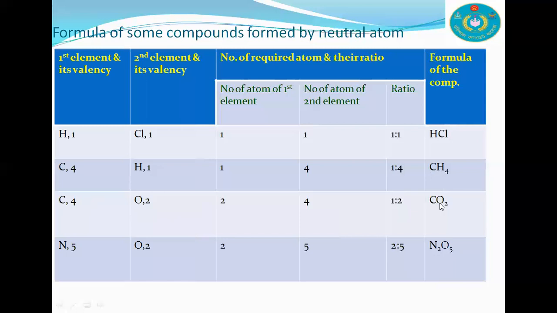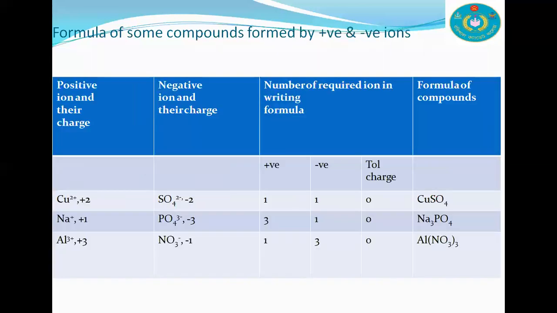So carbon dioxide. In case of nitrogen pentoxide, the ratio is 2 to 5. They exchange their valency and the formula of the compound is N2O5. This is nitrogen pentoxide. Here, in case of ions, copper ion 2 plus, sulfate ion 2 minus. So the ratio is 1:1 and the formula of the compound is CuSO4.